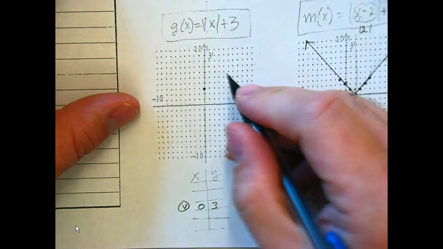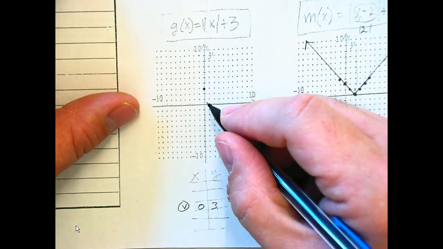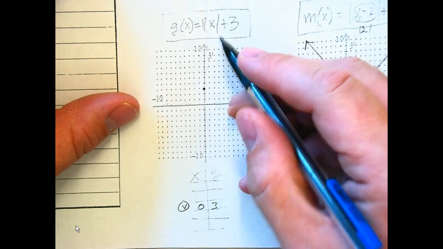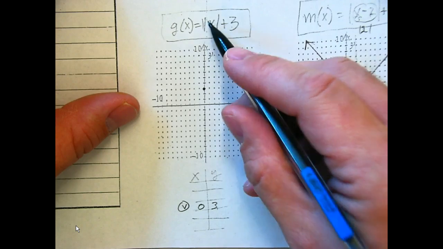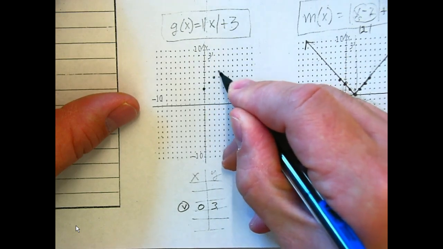All right, what's our slope, Gunner? What's our A term? It's 1. That means from here we go over 1 and up 1. Over 1 and up 1.